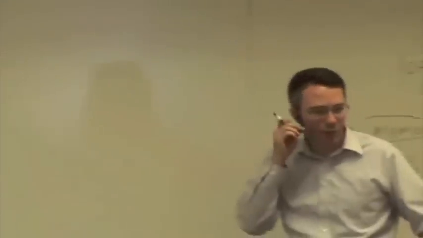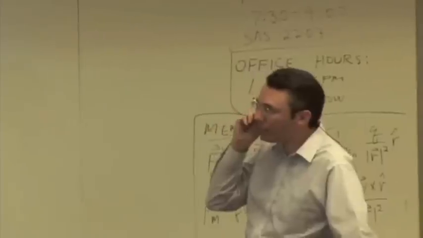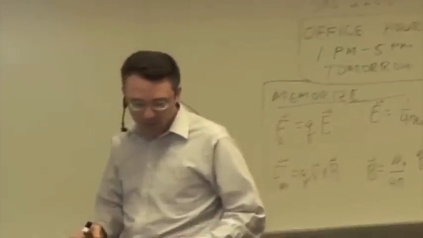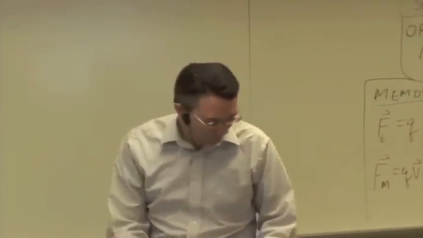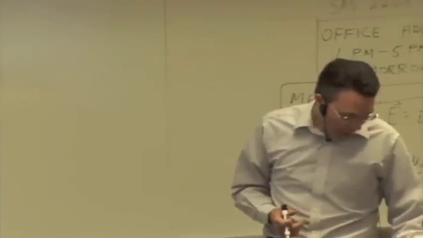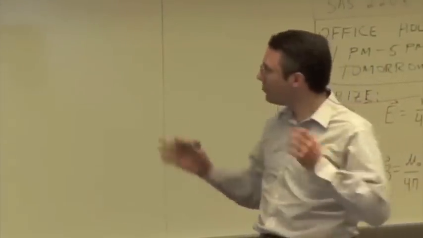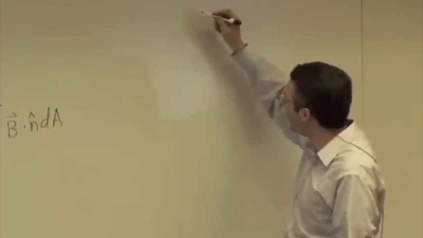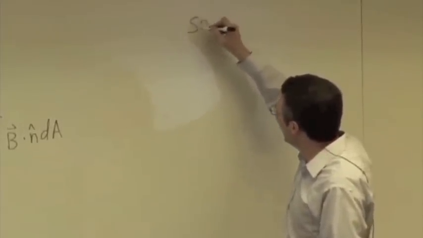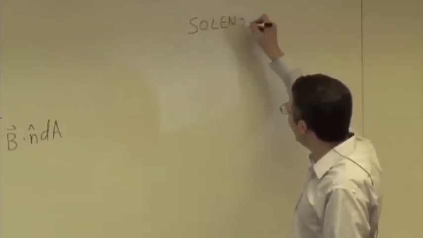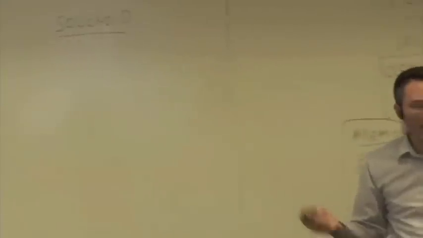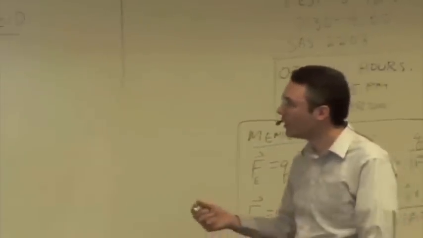Okay, and we did some problems last time applying this. I want to do a couple more examples of applications with this that you will have to do for homework, either for Friday or next week. And I want to take a little aside here and talk about something we briefly mentioned before, a distribution of current called a solenoid. Okay, so when I say a solenoid, what do I mean?